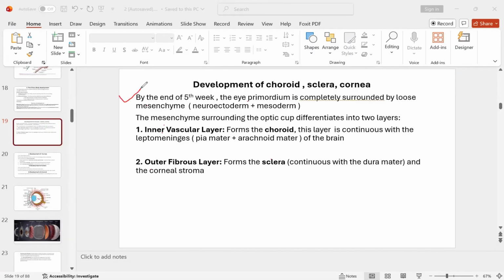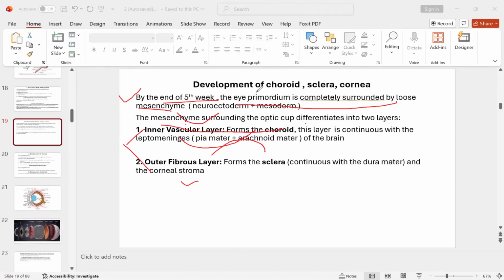By the end of the fifth week, the eye primordium is completely surrounded by loose mesenchyme. What is mesenchyme? Mesenchyme is a combination of neuroectoderm and mesoderm. The mesenchyme surrounding the optic cup differentiates into two layers, and what are these layers? Inner vascular layer and the outer fibrous layer. The inner vascular layer forms the choroid, and the outer fibrous layer forms the sclera and cornea.